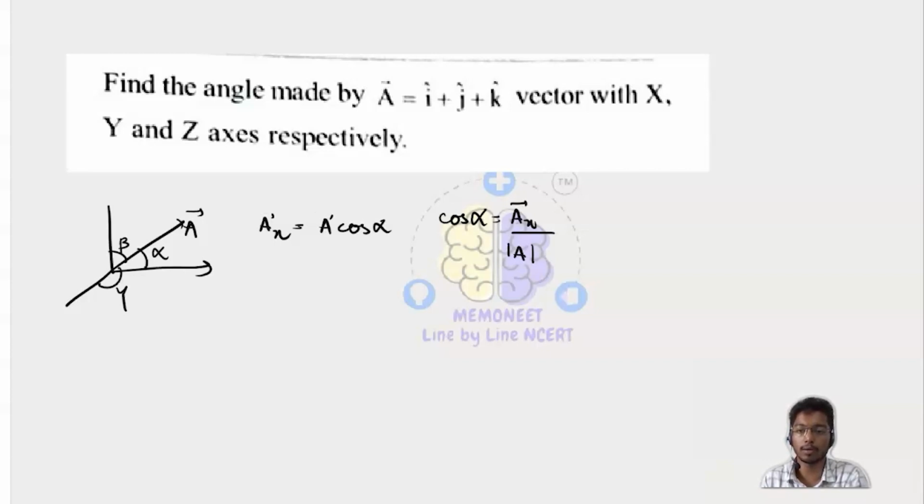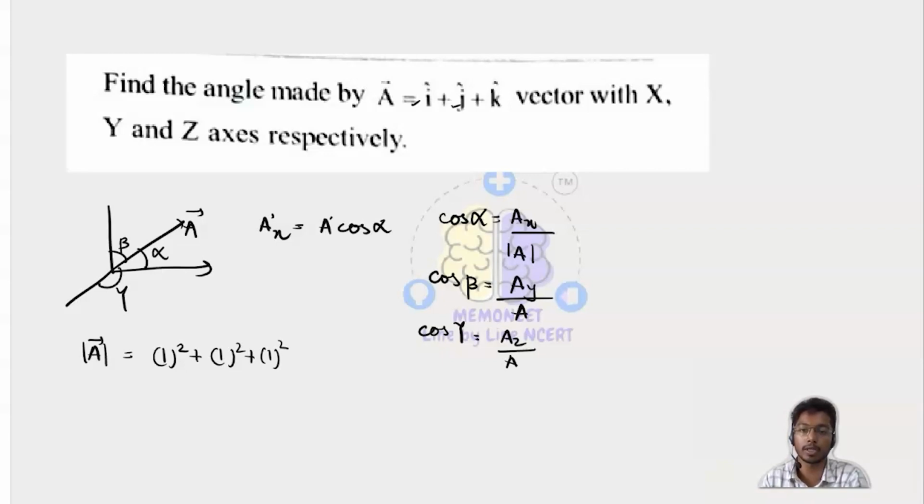Ax is equal to A cos alpha, so cos alpha is Ax upon A, where A is the initial vector we have taken. Likewise, cos beta will be Ay upon A, and cos gamma will be Az upon A. Here, let's find the value of the magnitude of A, that is 1 square plus 1 square plus 1 square, because i cap has coefficient 1, j cap has coefficient 1, and k cap has coefficient 1. So 1 square plus 1 square plus 1 square is equal to root 3.